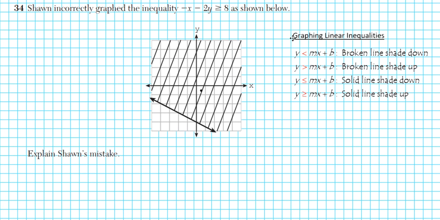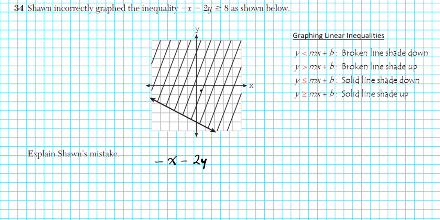Now, before we start, something we'd like to recall are the different effects on linear inequalities. Before you can determine where to shade, it's always beneficial to put the inequality in slope-intercept form. When you put it in slope-intercept form and you have less than, your line is going to be broken and you're going to shade down. If it's greater, you have a broken line, you shade up. If it's less than or equal to, you have a solid line, you shade down. And if it's greater than or equal to, a solid line, and you shade up. Okay? So let's see what the situation is here with this inequality.